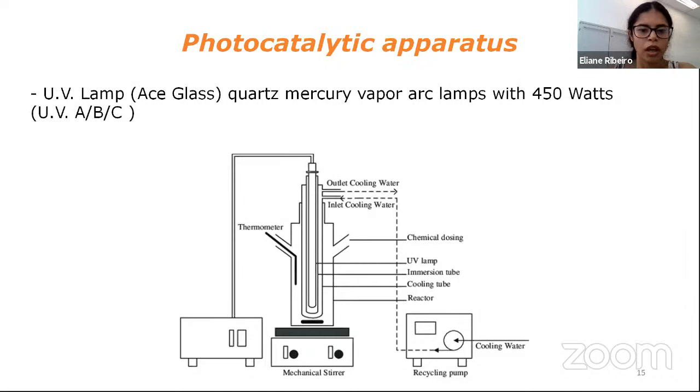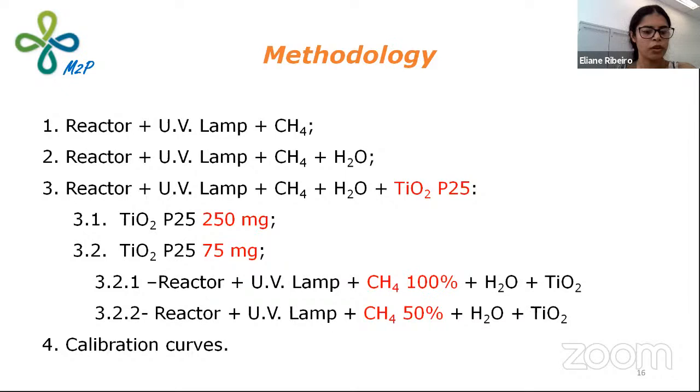Before conducting the experiments using metal nanoparticles decorating the semiconductors, we performed a series of experiments to obtain more information about the possible photochemical effects that may occur in the reaction medium in the presence of the photocatalysts. Thus, initially, we performed three different experiments. First, we used just a reactor irradiated with a UV lamp in the presence of methane. And the second, we used the reactor with UV, methane, and water. And we analyzed the effect of the mass of pure titanium dioxide and the methane concentration during the photocatalytic experiments.